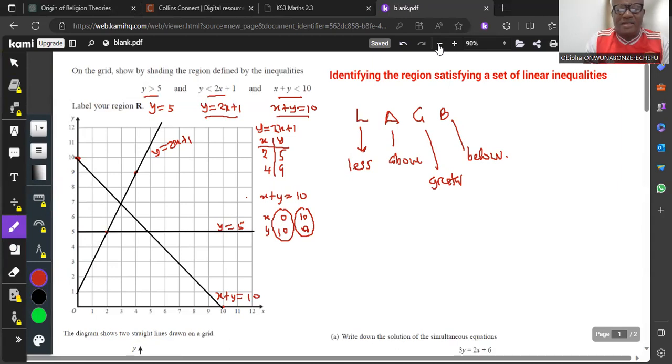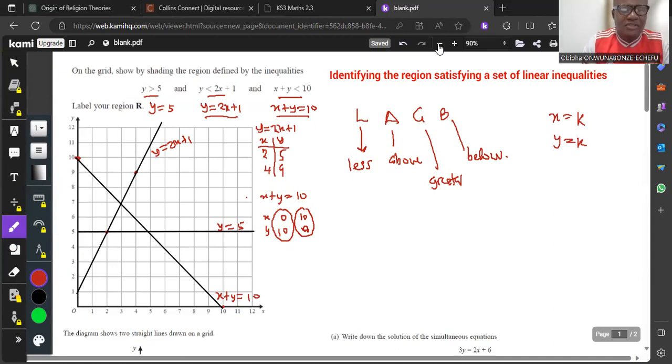But if it is x equals a number or y equals a number, one can easily identify which region is unrequired. Because whatever region we're shading here is the unrequired region, so that the required region will be labelled with the letter R.